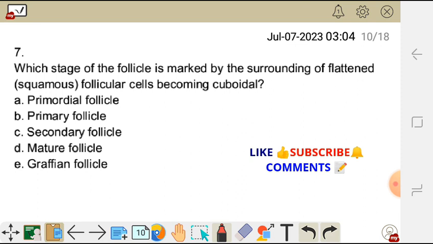In the primordial follicle, you're going to find flattened squamous cells, and the transition from flattened to cuboidal is marked by the primary follicle. So question 7, the correct answer is B.